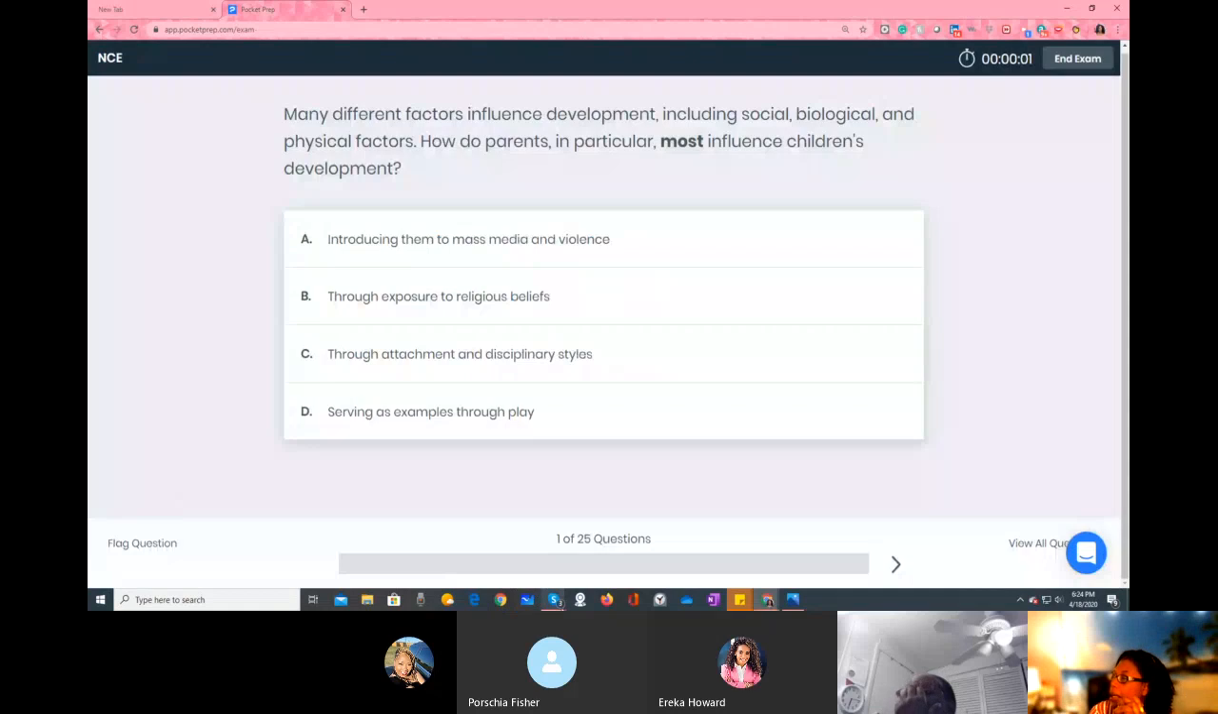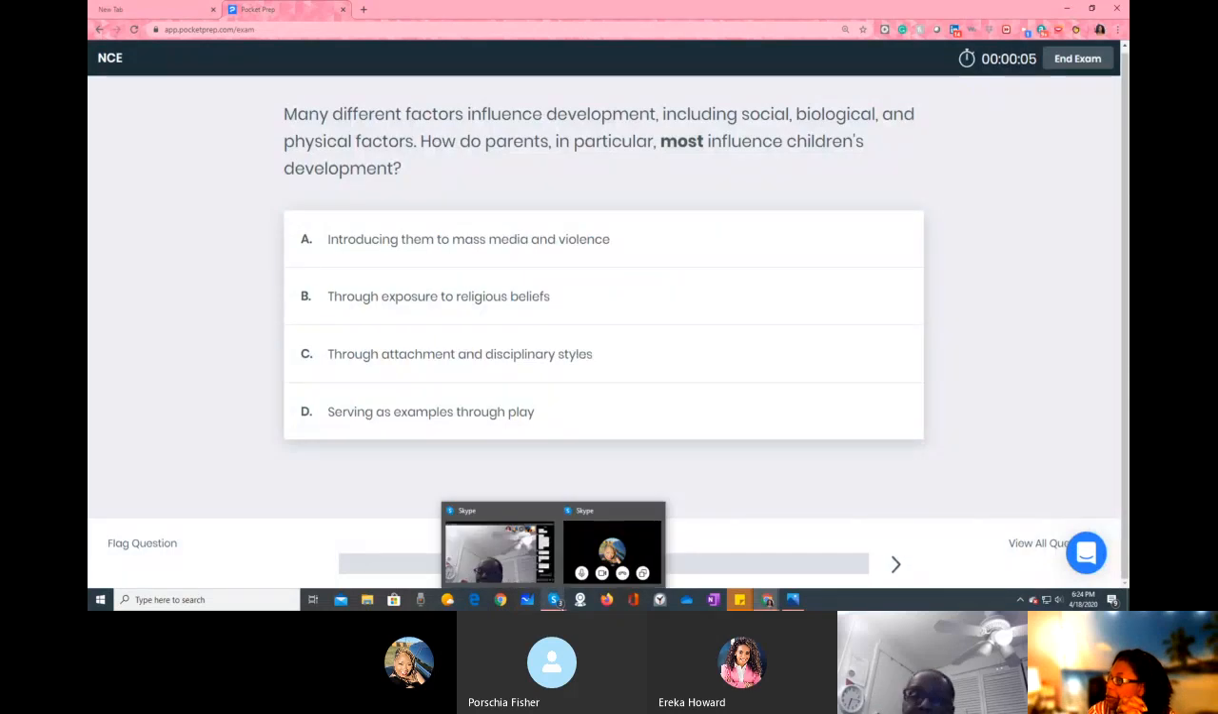So then, many different factors influence development, including social, biological, and physical factors. How do parents, in particular, most influence children's development?